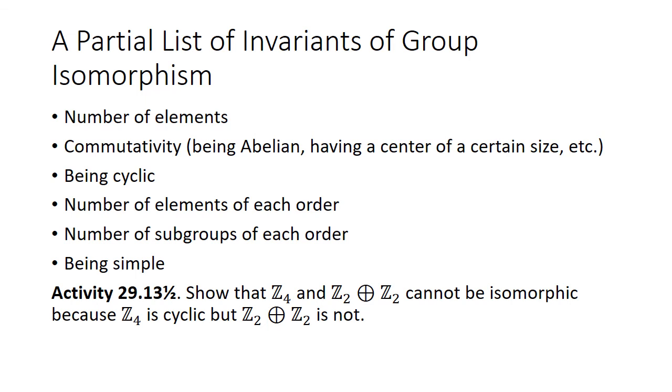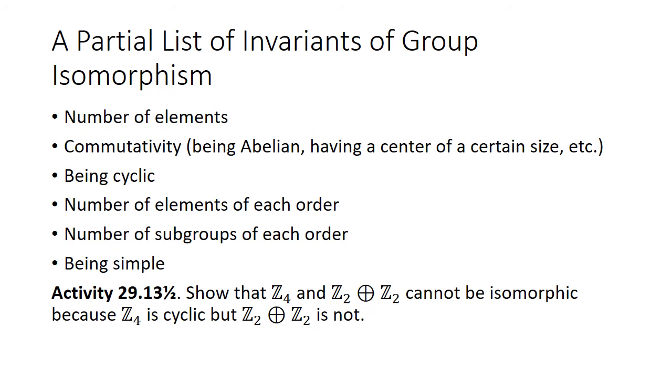Commutativity, so this could mean a lot of different things. It could mean being abelian. So if group G is isomorphic to group H and group G is abelian, then H also has to be abelian. But it could refer to other commutative properties. For example, the size of the center of the groups would have to be the same, or if you look at the centralizers, where it's like everything that commutes with a certain element, those would all have to match up as well.